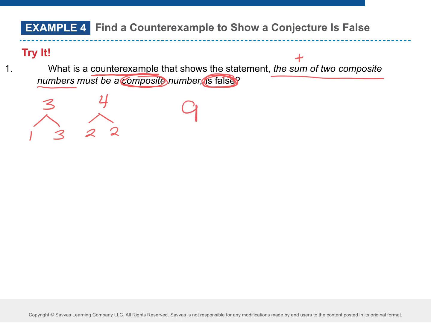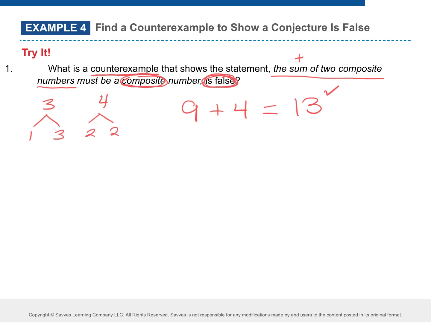I'll give you one and then I'll let you keep thinking. Do you agree 9 is a composite number? Yes. Do you agree 4 is a composite number? Yeah. 9 plus 4? 13. Is 13 prime or composite? Prime, so that's a counterexample to prove it to be false. Camden. 9 and 6. 9 plus 6, are those both composite numbers? Yes. They equal 15. Is 15 prime? Oh, shoot, I added wrong. Okay, so that one wouldn't work. That proves it to be true.